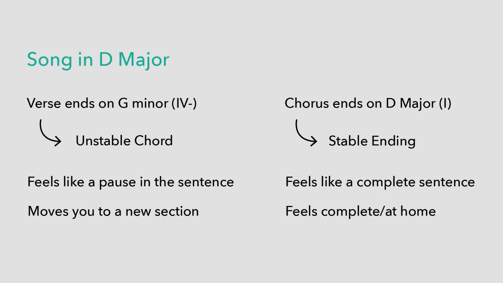For example, Lettucey's song Anything for You is in the key of D major. The chord progression in the verse ends on a G minor, which is a minor 4 in the key, while the chord progression in the chorus ends on a D major, which is the 1 or the tonic of the key.